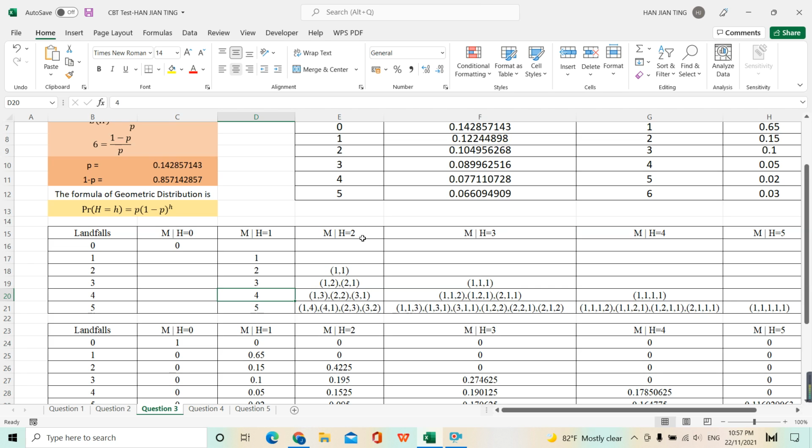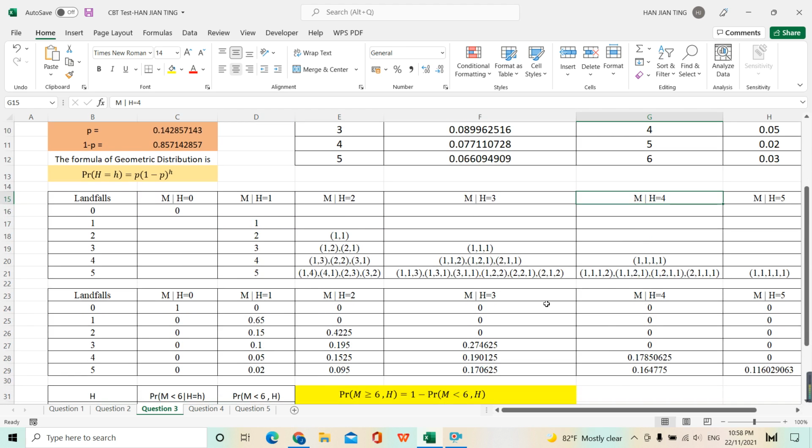And when there are two hurricanes, there are three situations. The first situation is the first hurricane m equal to 1 and the second hurricane m equal to 3. The second is m equal to 2 and m equal to 2. The third situation is the first hurricane m equal to 3 and m equal to 1. Same as for 3 and 4, we do the same thing for 5 landfalls with h equal to 1, 2, 3, 4, and 5.